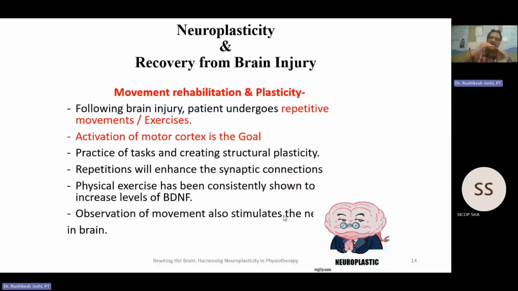One neuron will activate, another neuron will activate. A new synapse will be formed. Then again a few more neurons will be activated, more networking will be happening, and slowly the neuron network will grow and the brain will achieve the function. So that's how you are able to see the recovery in the patient.